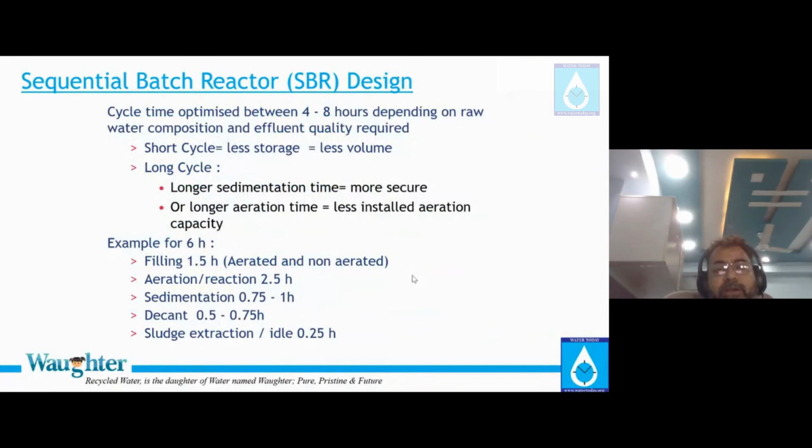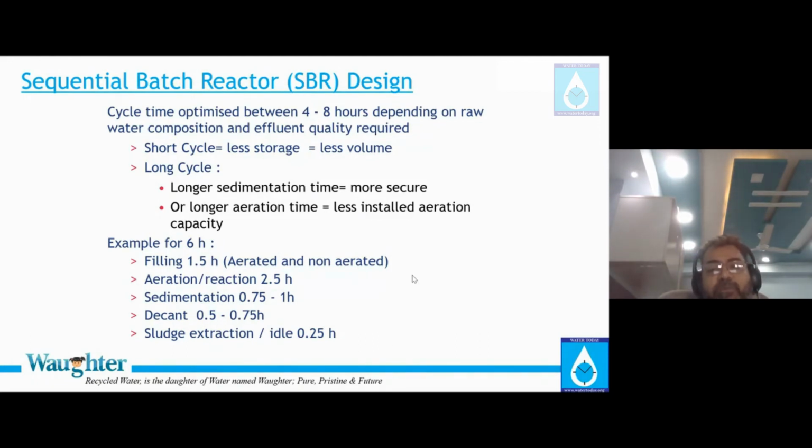What is complicated here is understanding how the cycle time is optimized between 4 to 8 hours, depending upon the raw water composition and effluent water quality required. Short cycle means less storage, less volume. And with a long cycle, you can decide whether you give longer sedimentation time. That means your effluent quality is much better.